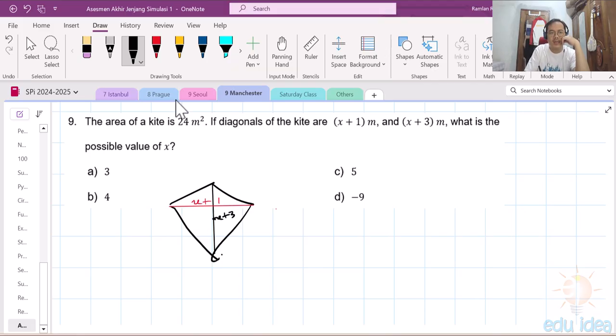Now the question in here also has the information that the area is 24. The area of a kite is diagonal 1 times diagonal 2 divided by 2. You can again see the formula in the formula booklet.